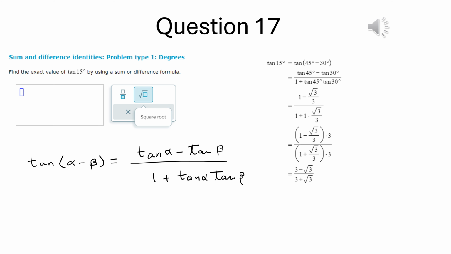Tangent 45 is 1. Tangent 30 is radical 3 over 3. Plug it in. In this case, if you want to eliminate the denominator, multiply top and bottom by 3, and you get 3 minus radical 3 over 3 plus radical 3. You can leave it like that. However, we can simplify more, with rationalization, but no, it's okay.